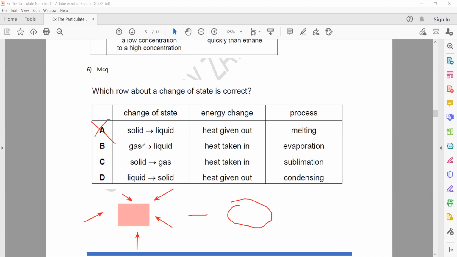What about B? When a gas turns into liquid, the particles are far apart and it turns into liquid, so the particles come closer. When the particles come closer, they release energy. So they give out energy. So B is also wrong, because they don't take in energy, they release energy. Option C, solid changing to gas, or sublimation, heat is taken in and the process is called sublimation. So that's true. So C is the right answer for question 6.